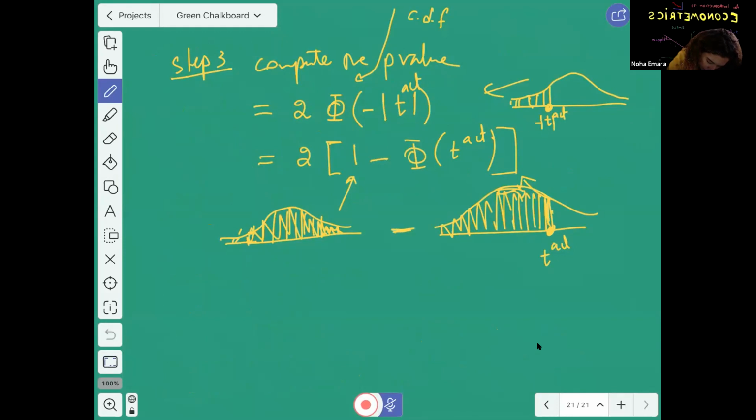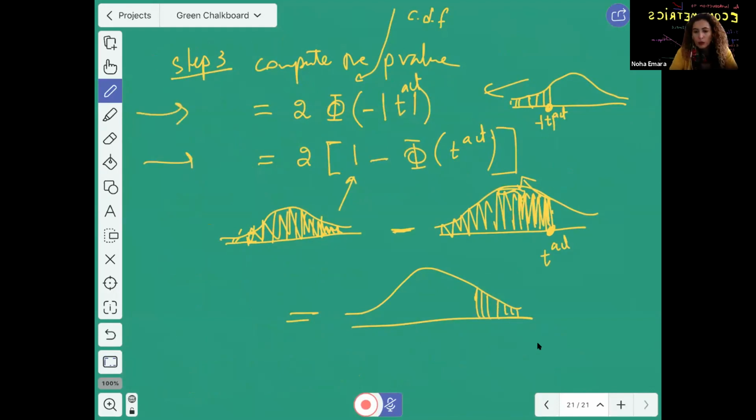So everything minus this part, then I'm left with, again, it's symmetric, right? So you're left with this. You can either follow this way or this way, you will get the same number because it's a symmetric distribution. Okay, so we have 3 steps in order to perform the statistical significance.